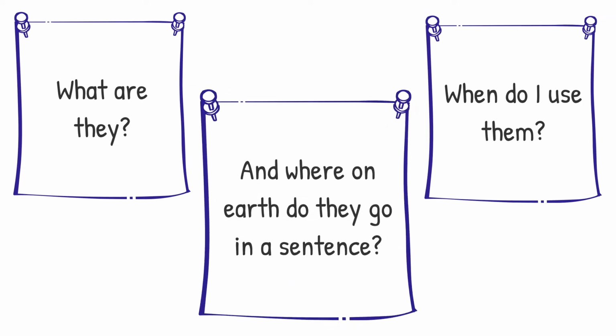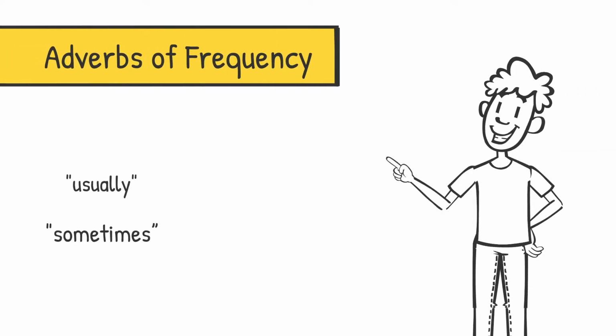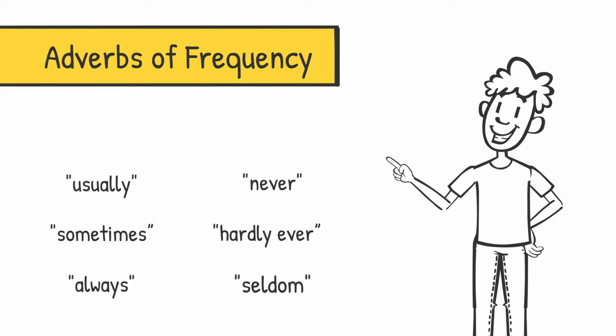Hi there! In this workshop, we are going to take a look at adverbs of frequency. Specifically, what are they, when do we use them, and where on earth do they go in a sentence? Adverbs of frequency are words like usually, sometimes, always, never, hardly ever, etc. And we use adverbs of frequency to say how often we do something.